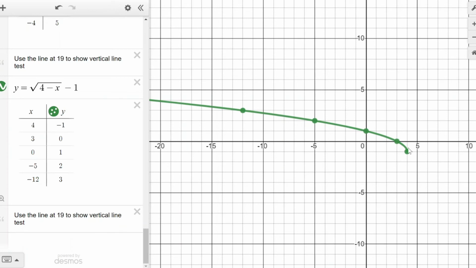If I'm talking about domain, look at this. The highest x value is a positive 4. If I went to 5, I'd get 4 minus 5 again, which would give me the square root of a negative 1, and we're doing only real numbers here. We're not using imaginary numbers at this point. So your domain would be negative infinity to a positive 4. Your range would be a negative 1 to positive infinity because your lowest y value is a negative 1 here.